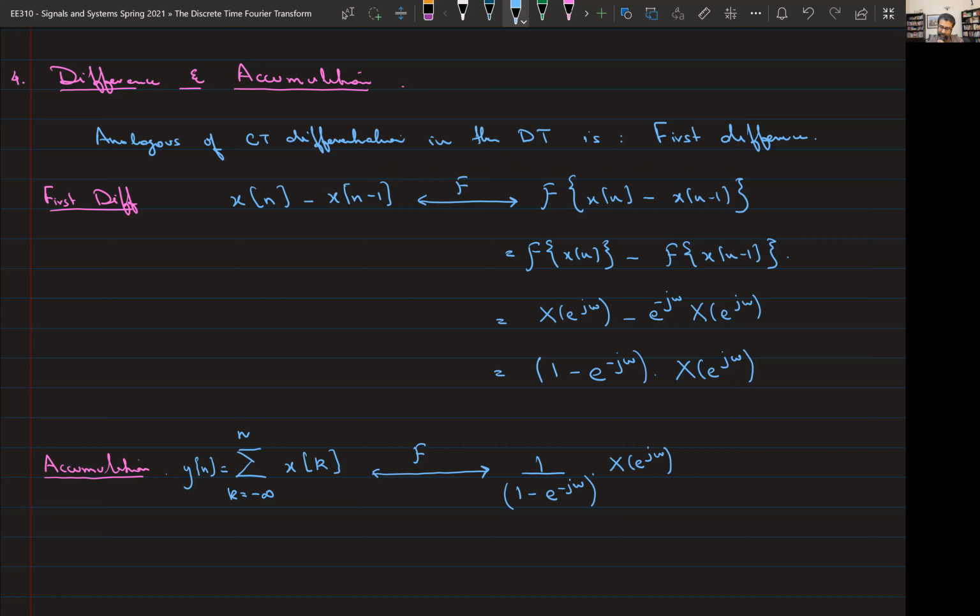But because of reasons that we discussed in the continuous time case as well, which I am not going to go into in a lot of detail, there is a separate term that is added, which is equal to pi times x of e raised to j 0 and summation. Now, if I say that this is delta of omega, would things be okay? Or is there some error here that needs to be fixed?